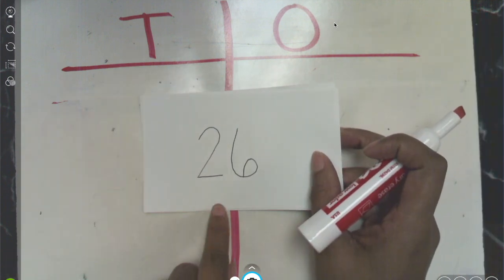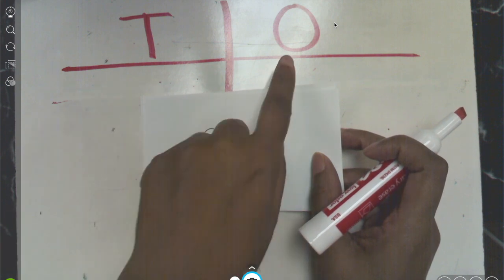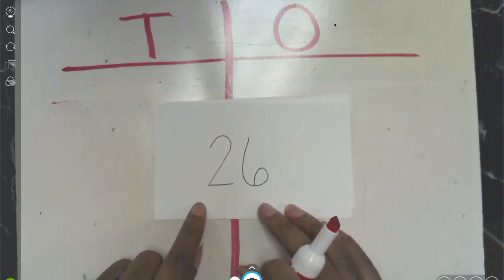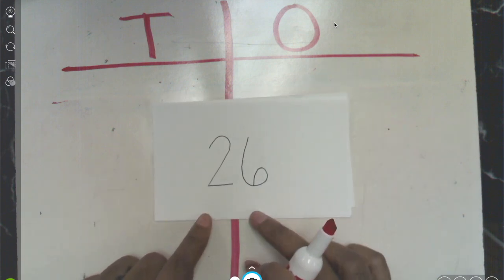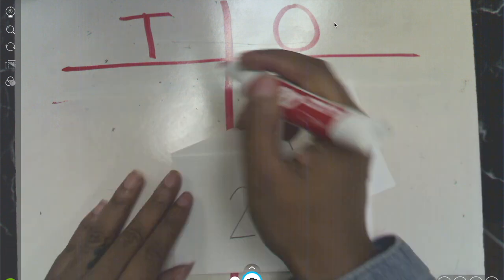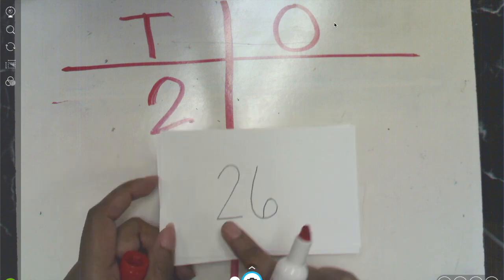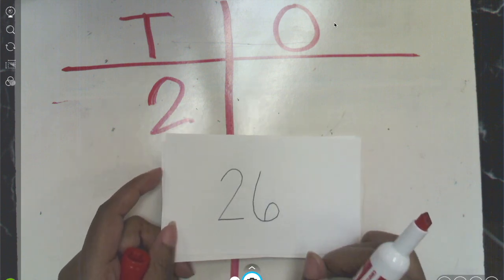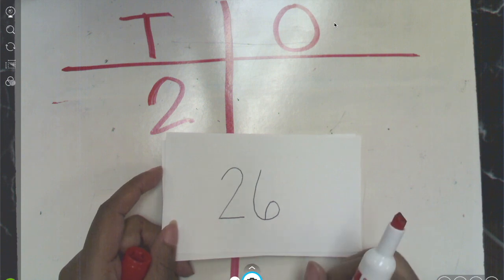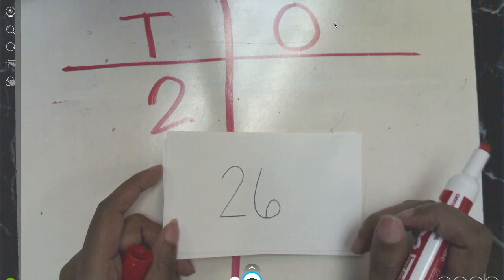Now, when I want to represent the number 26, I have to think about which digit should I put under the tens place and which digit should I put under the ones place. Can you help me decide which digit should I write under the tens place? That's right, the 2. Because in a 2-digit number, the number to the left is the number that goes in the tens place. Okay, and now which digit should I write in the ones place? That's right, the 6.